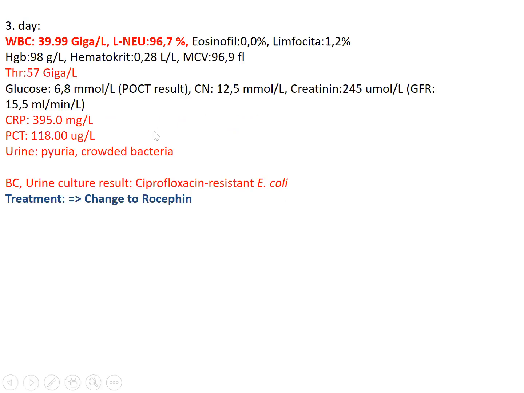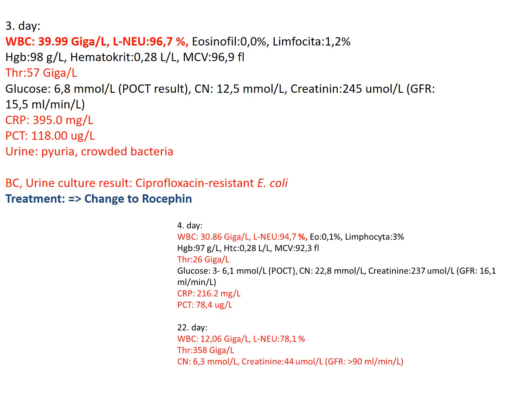But unfortunately, the condition will be worse, because here you can see that CRP is much, much higher than on the previous days. So it's maybe 400 milligram per liter, and the procalcitonin level is also very, very high. And on this third day, we know the total microbiological result. So we know that in the urine, we found ciprofloxacin-resistant Escherichia coli, and the colleagues changed the treatment, so they changed to Rocephin.